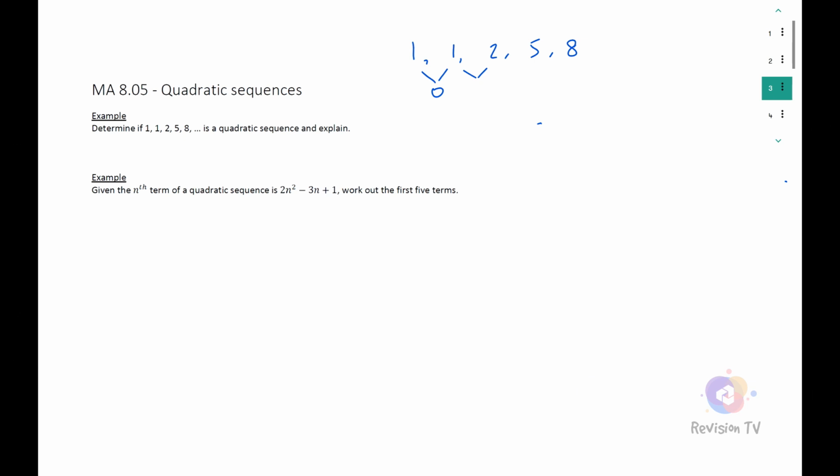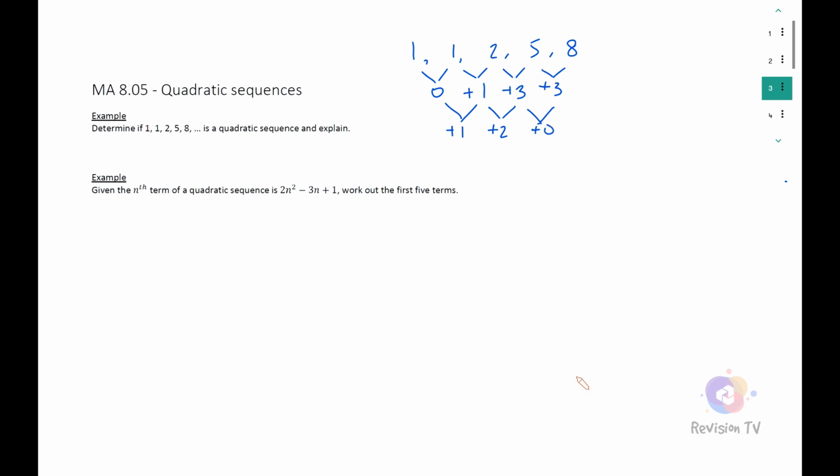1 plus 1 is 2. 2 plus 3 is 5. 5 plus 3 is 8. And then through these numbers, I'm going to work out the second difference. 0 plus 1 will give 1. 1 plus 2 will give 3. 3 plus 0 will give 3.